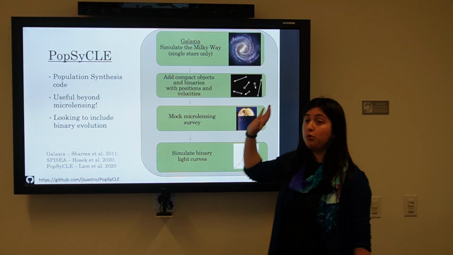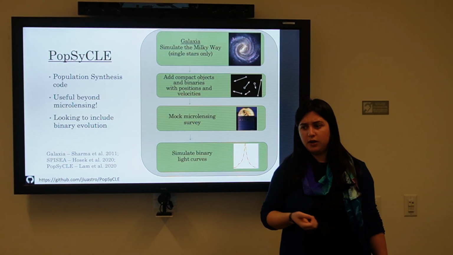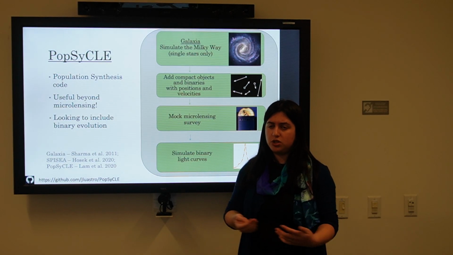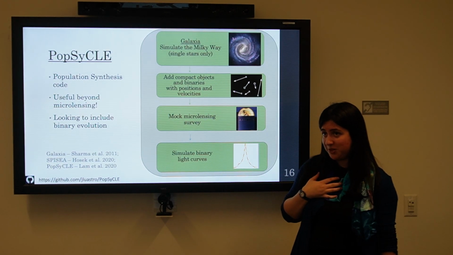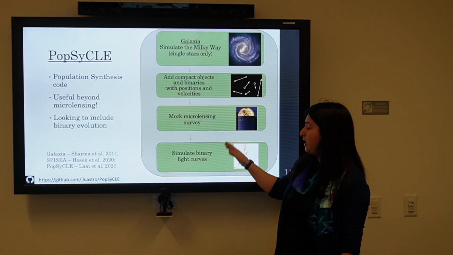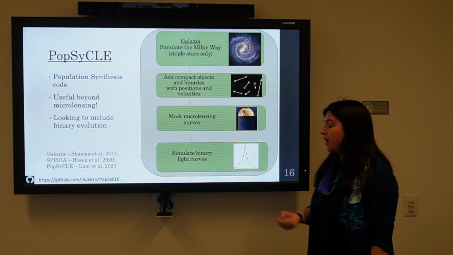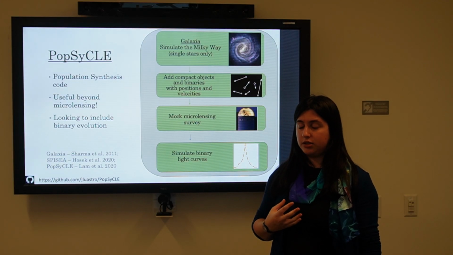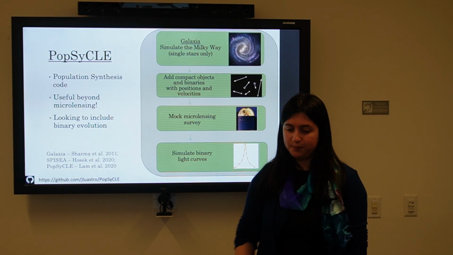This would actually be useful beyond microlensing at this stage. You can go and learn things about, in general, the binary distributions or mass distributions that a survey might see. But of course, we're interested in microlensing. So we keep going and do a mock microlensing survey, and then we simulate binary light curves to understand better how they're observable.